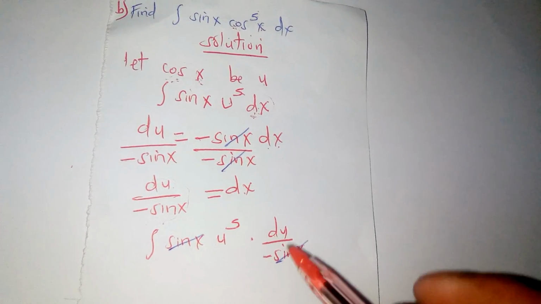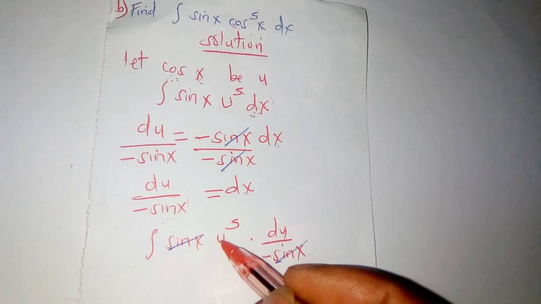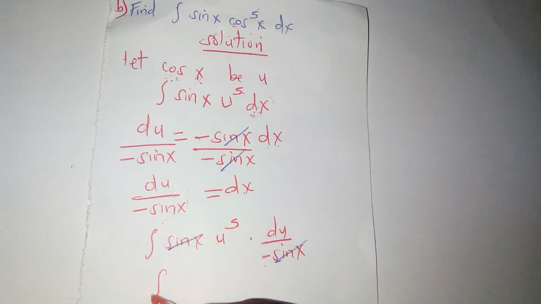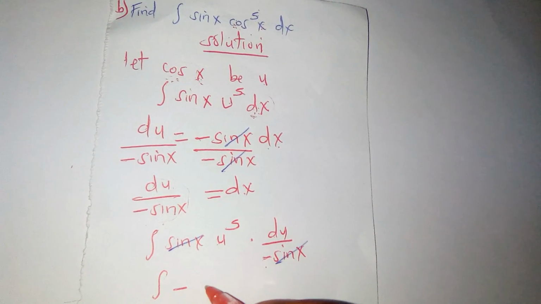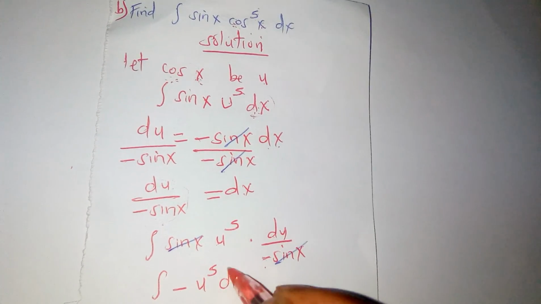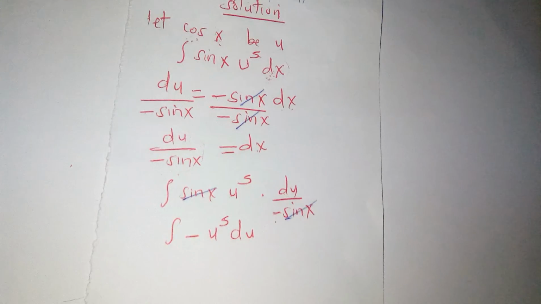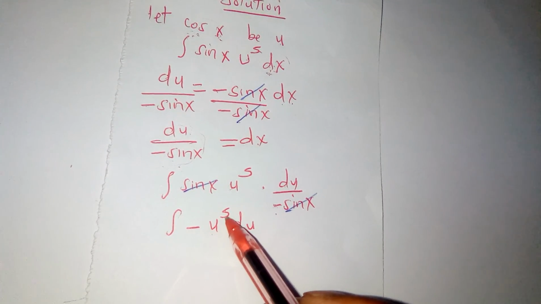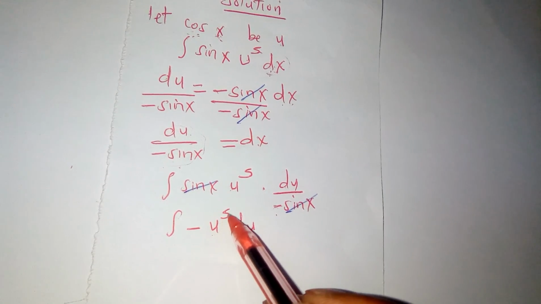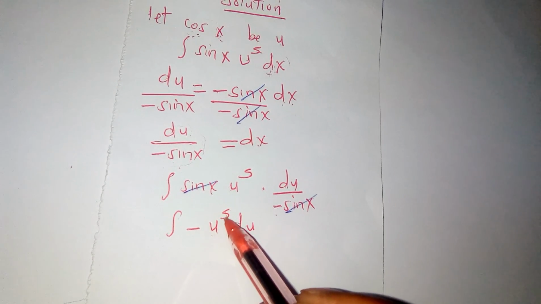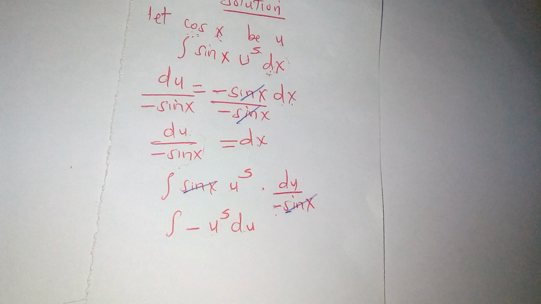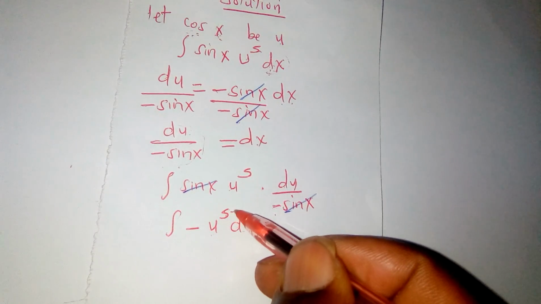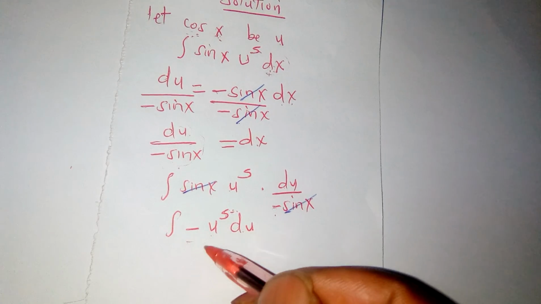So when you take that, u raised to 5 over negative, you will end up having negative u^5 du. Now up to where we are, you can integrate negative u raised to 5 du. Now how can I work that out? To integrate that, you are required to add 1 to this power, then you just divide by the new power.